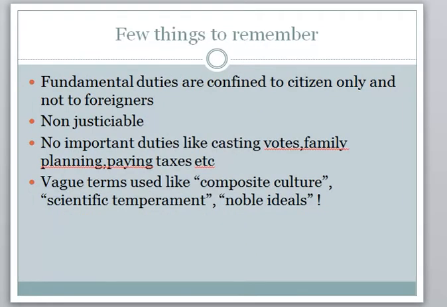Then a few things that we need to remember regarding fundamental duties. See, fundamental duties are confined to citizens only and not for foreigners. If you see fundamental rights, they are given to citizens, and a few rights are given to foreigners also. But fundamental duties are only confined to citizens. So to respect our national flag or national institutions is the duty of a citizen of India, but it is not the duty of a foreigner visiting India. Okay, so this is the meaning of that.